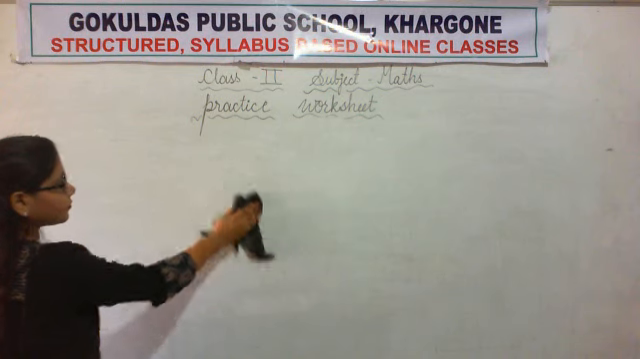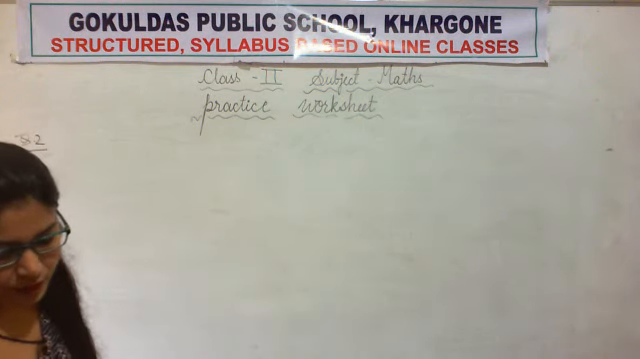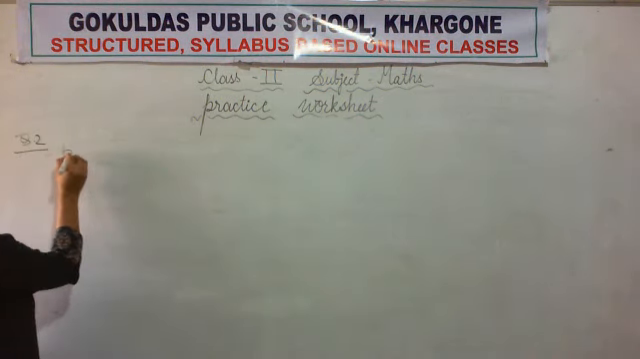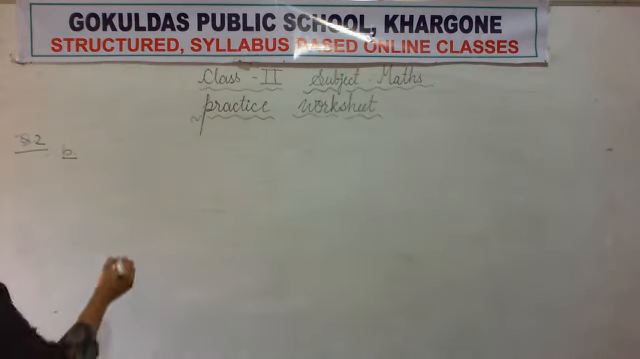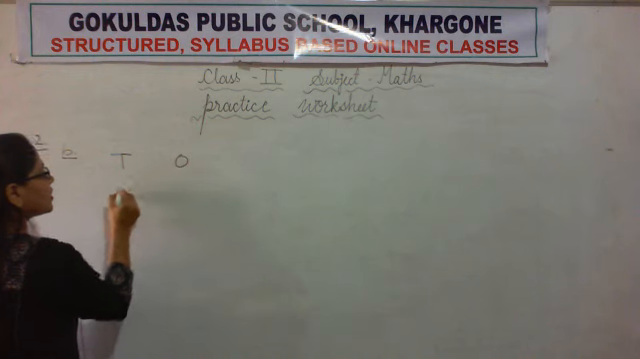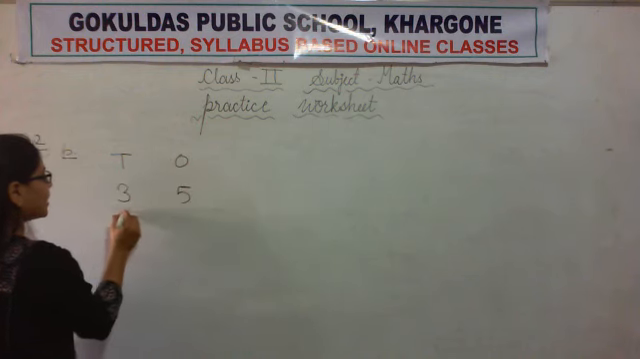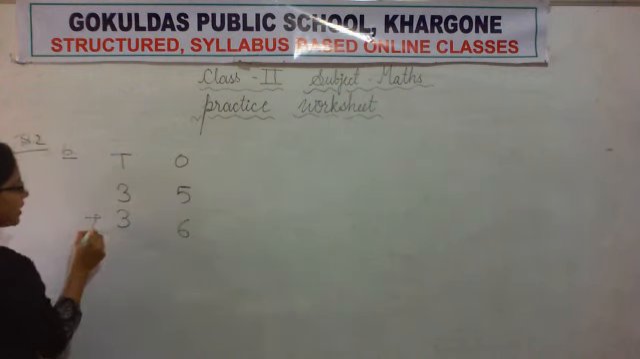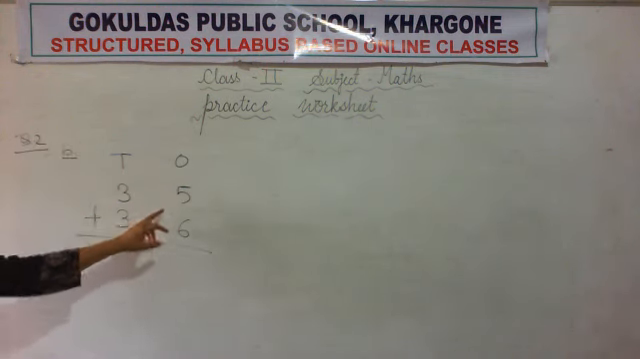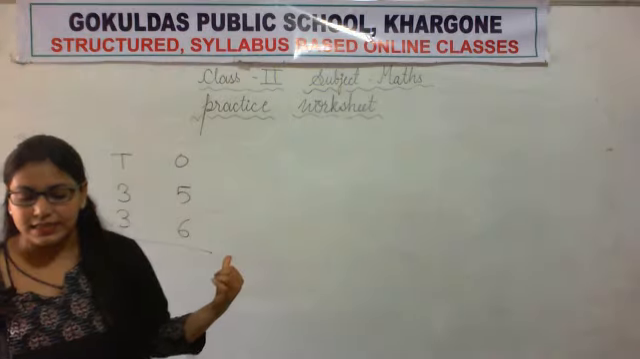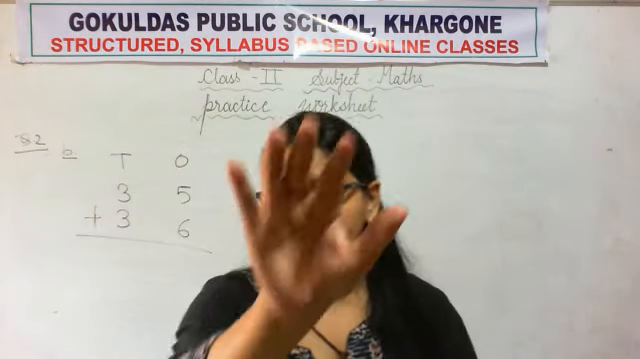Okay. Now part B, 35 and 36. So again we will write tens and ones. We will write 35 and 36 as the first and second addend. Then we'll put the plus sign. Now 5 plus 6. Just now we added 5 plus 6. Let's add one more time.